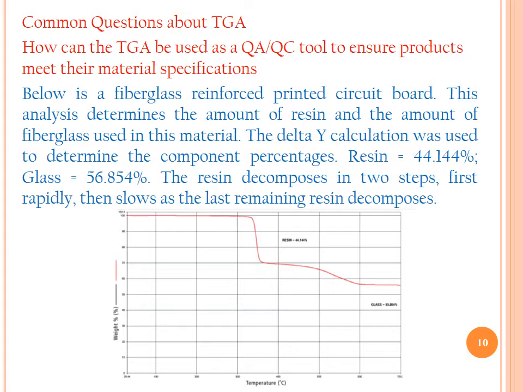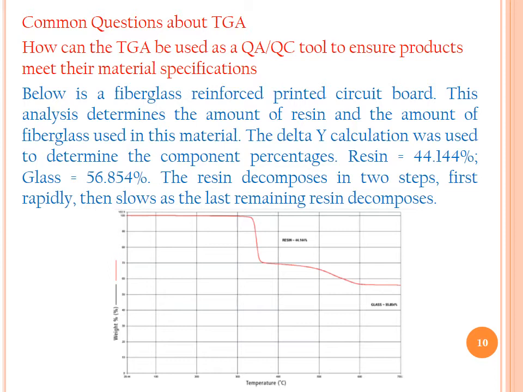The delta Y calculation was used to determine the component percentage. Resin is 44.144%, while the glass is 56.854%. The resin decomposes in two steps. The first is rapid, which can be seen easily from the graph below, at a temperature of around 370 to 380.